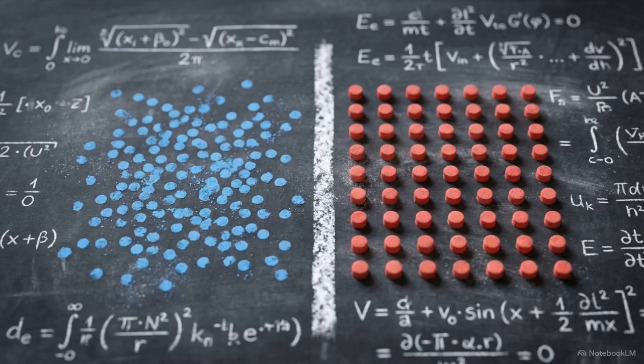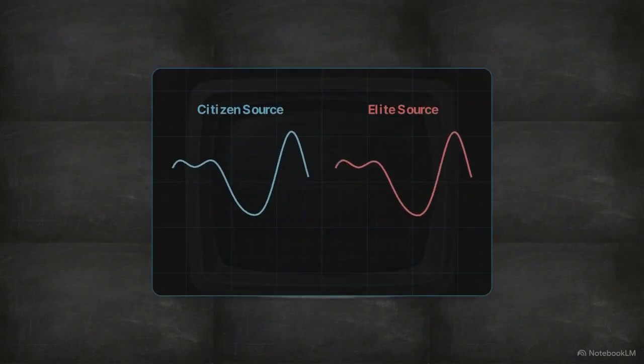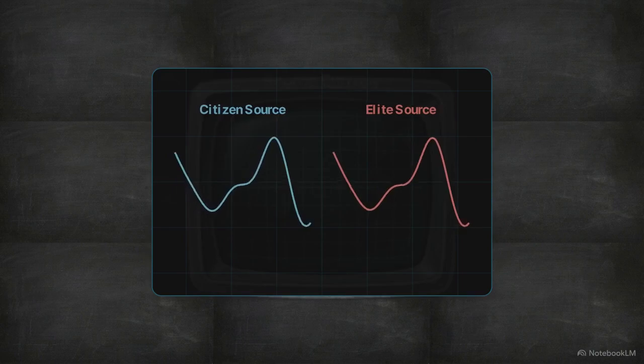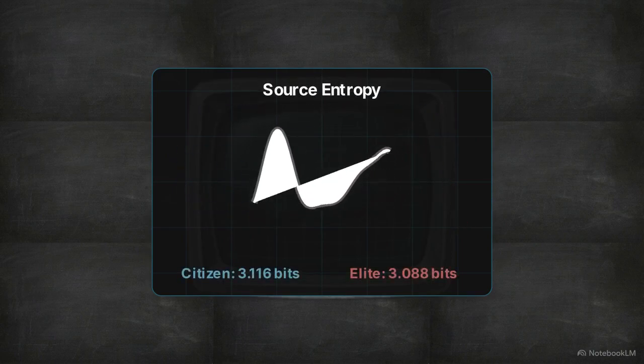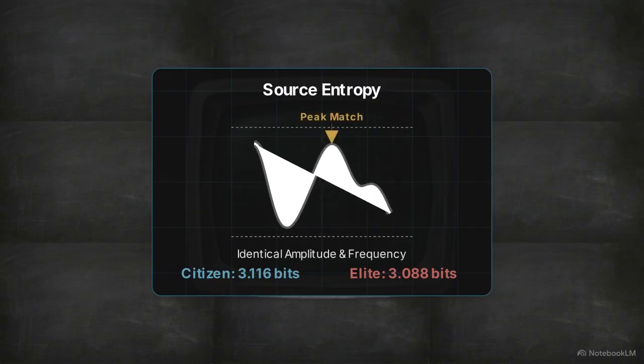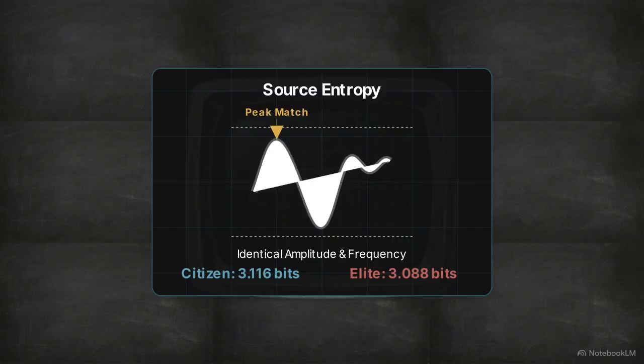Does the channel transmit less citizen information simply because the public's preferences are inherently more diffuse and contradictory than those of the elites? These identical waveforms model source entropy, the metric used to determine the structural dispersion of a signal. The source entropies are virtually identical, at 3.116 bits versus 3.088 bits. The citizen preference signal is mathematically just as precise as the elite signal.